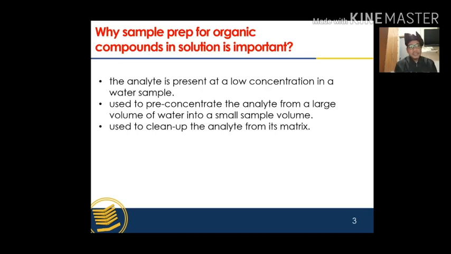So in this case, sample preparation is used to pre-concentrate the analyte from a large volume of water into a small sample volume. In addition, at the same time, sample preparation can be used to clean up the analyte from its matrix. The river matrix not only contains pesticide but also other pollutants and extraneous material that can interfere with the analysis result. Therefore, sample preparation is a very useful technique, especially when dealing with organic trace analysis.